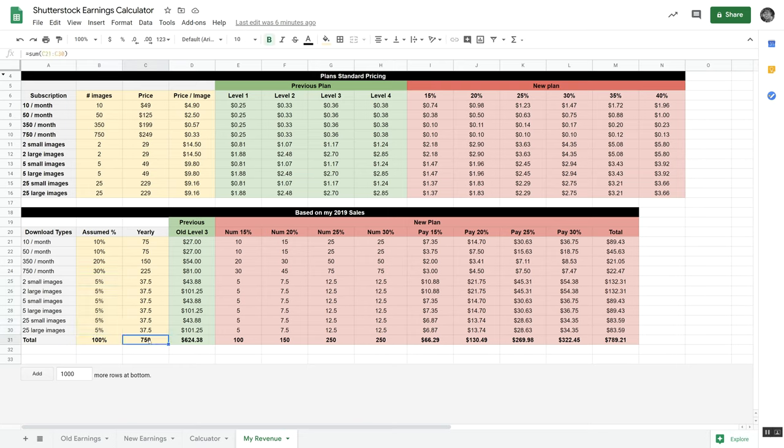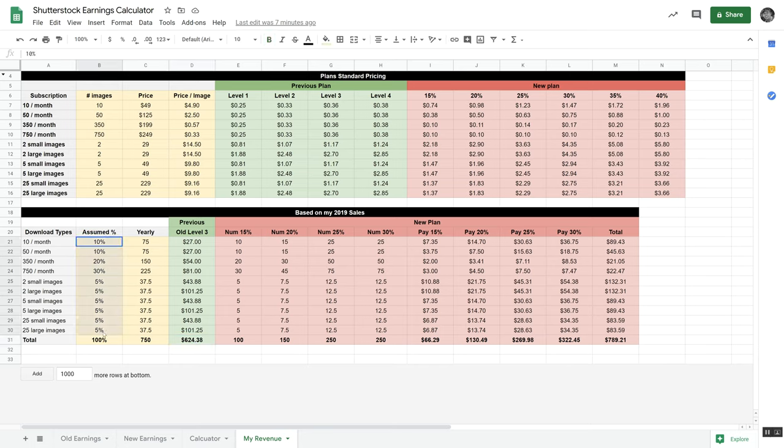Okay. 750 images. In 2019, I had like 741 images sold, so this was an easy way to round it out. And when I calculated it out, this is about how much I made. It wasn't exact, but those percentages worked out to my previous earnings, which was like 624. I think it was $50 off that or something, but it worked out very close to that. Okay. So that's what I made last year.